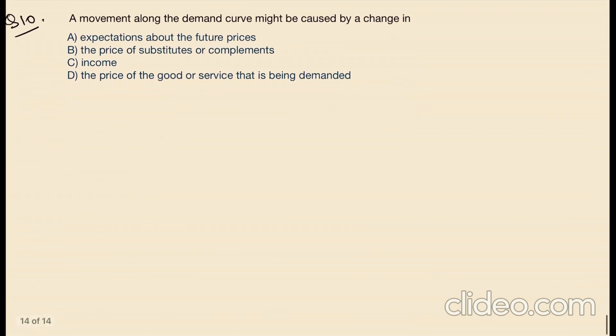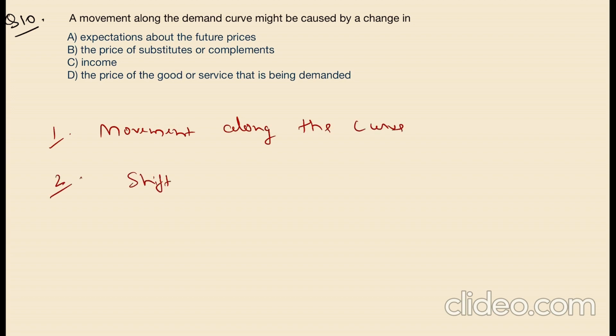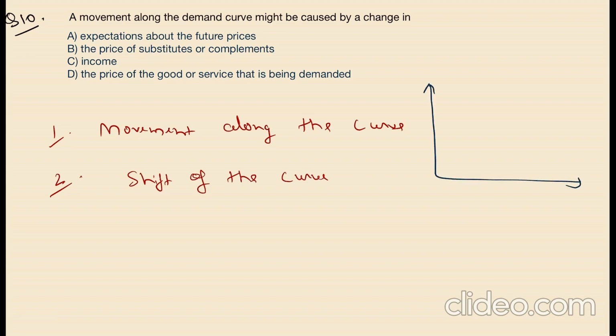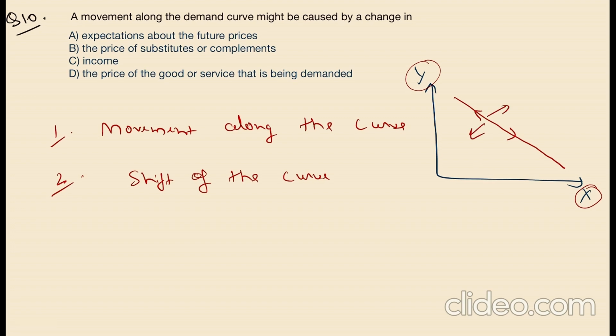Okay, question 10, very easy one. A movement along the demand curve might be caused by a change in... Okay, now there are two things. So first is movement along the curve, and then there is another thing, that is shift of the curve, right? Now whenever we draw a graph, let us say this is the x-axis, this is the y-axis, and let us say this is some random graph. The basic rule here is when you change either x or y, then you would be moving up and down on this curve. But if you change any variable other than x or y, then this curve would be shifting. So this is the basic idea behind movement along the curve and shift of the curve.